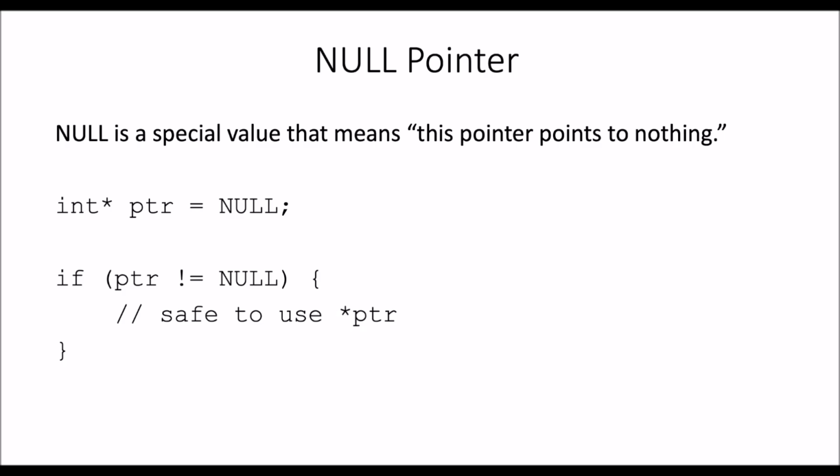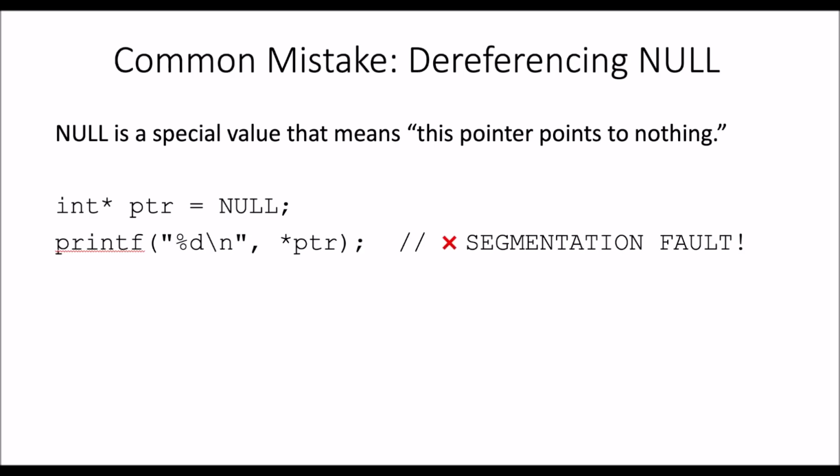Let's go over one common mistake. This is dereferencing a null pointer. When I declare a pointer and I initialize it to null, I must always check if it does not point to null before accessing the pointer. In this example here, I declare the pointer, I initialize it to null, and then immediately I access the pointer by trying to go to the address that it's pointing to and outputting the value.